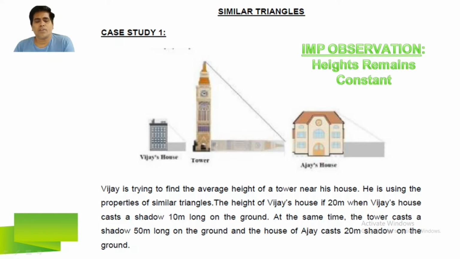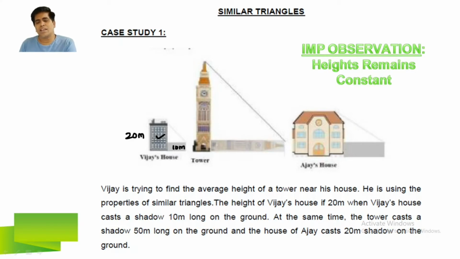Vijay is trying to find the average height of the tower near his house. He is using the properties of similar triangles. The height of Vijay's house is 20 meters. So clearly this is Vijay's house, 20 meters height of the building, and he observed a 10 meter shadow. When Vijay's house casts a shadow 10 meters long on the ground, the shadow is 10 meters. So this is the complete information about Vijay's house.